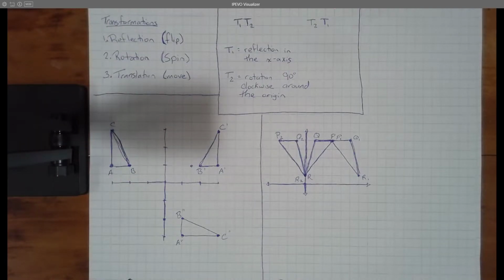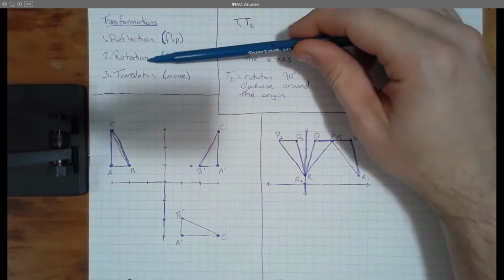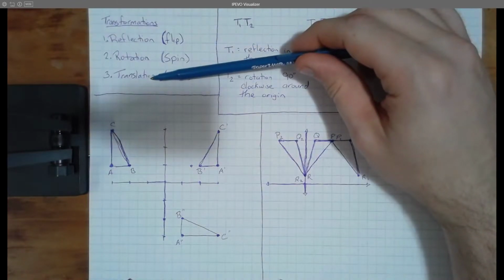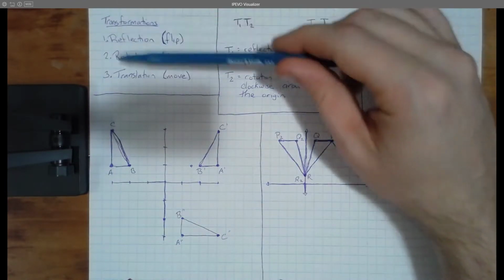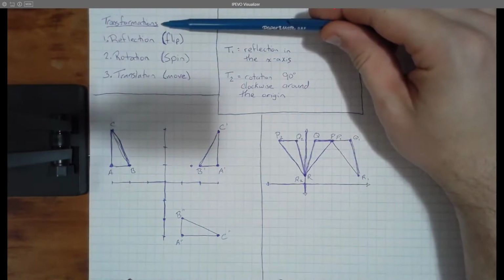Hello, grade 8. In this video, we're going to learn a bit more about transformations. What we're doing in this video is really putting together three things that we've already talked about. So we have reflection, rotation, and translation. And when we put all three of those together, we call those three things transformations.